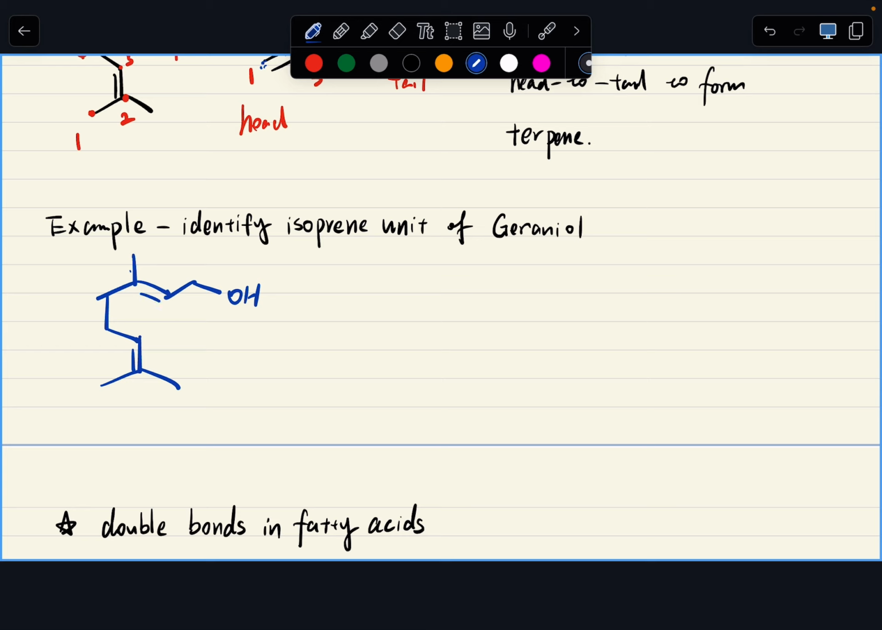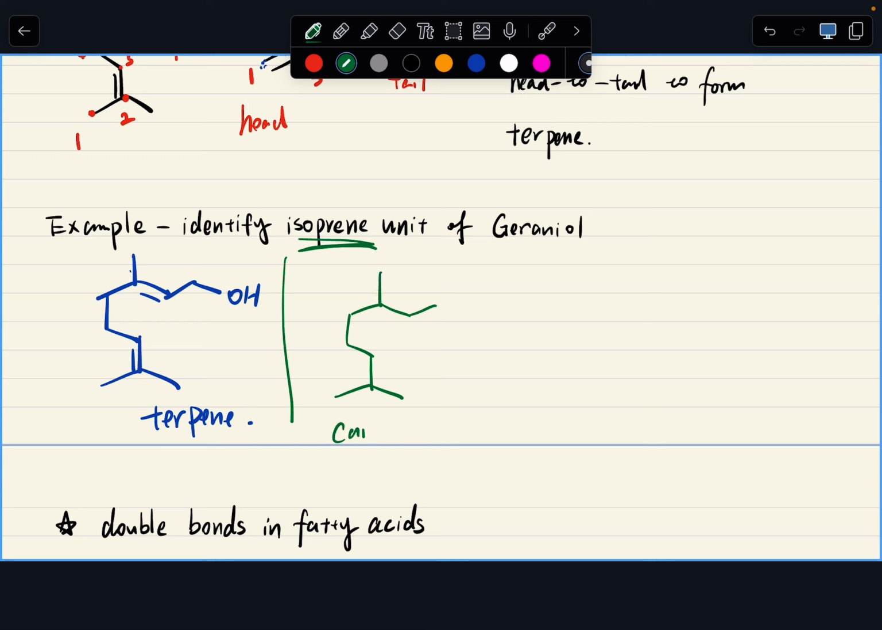All right, and one of the example questions we could ask you is, from this terpene, can you identify its isoprene unit? For that, you only need to find a breakpoint so that the carbon skeletons of the two isoprene units are the same. When finding the isoprene unit, we don't have to think about all the double bonds or the functional group. We can just simply rewrite it based on its carbon skeleton.